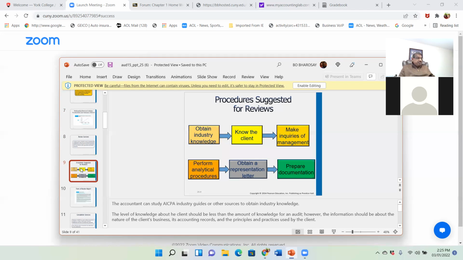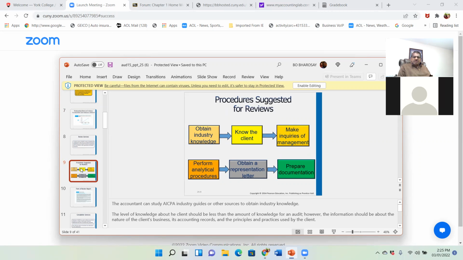Procedures suggested for reviews. What are some of the things we do in the review? And these are on page 801. We'll obtain industry knowledge. We'll know the client. We'll make inquiry of the client management. We'll perform some analytical review procedures. In chapter 7, we are going to talk about what an analytical review procedure is. We'll obtain a representation letter, and we'll prepare documentation to document the work we do.